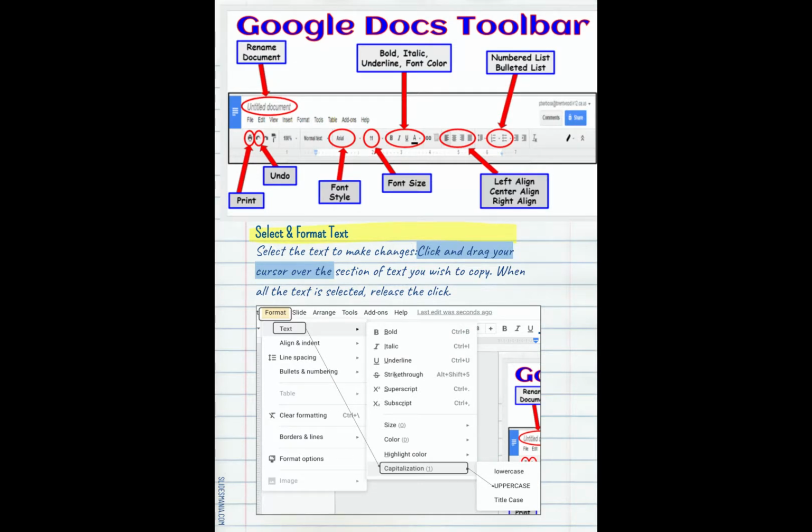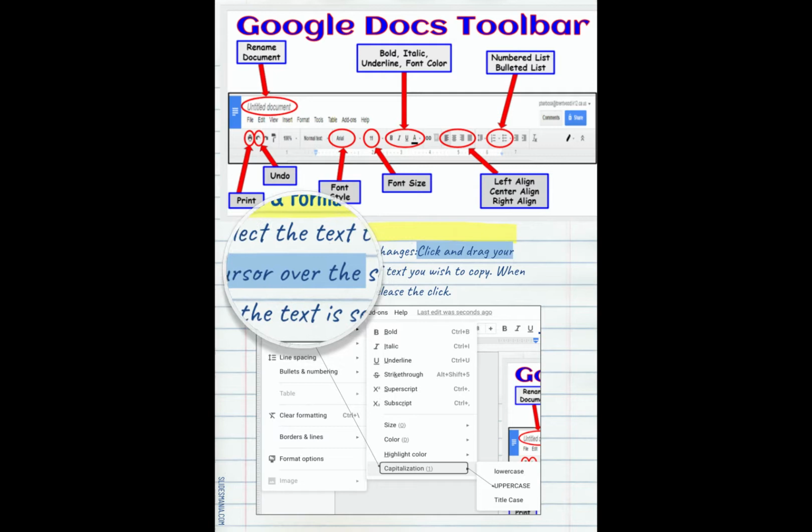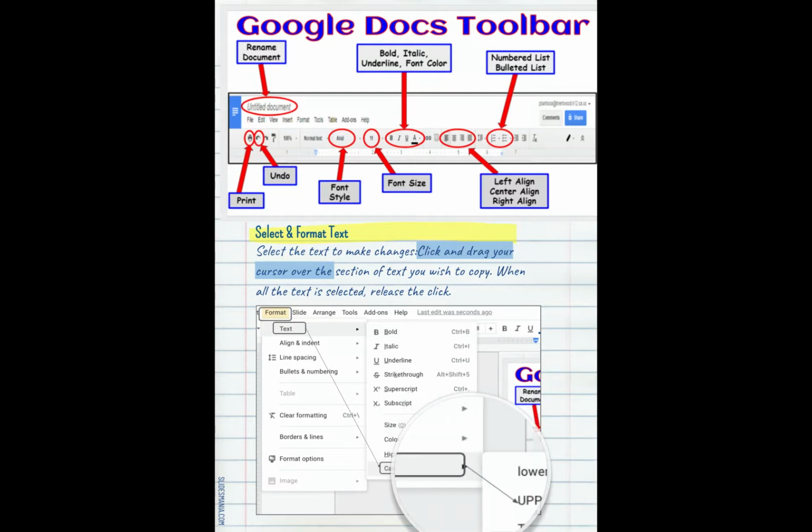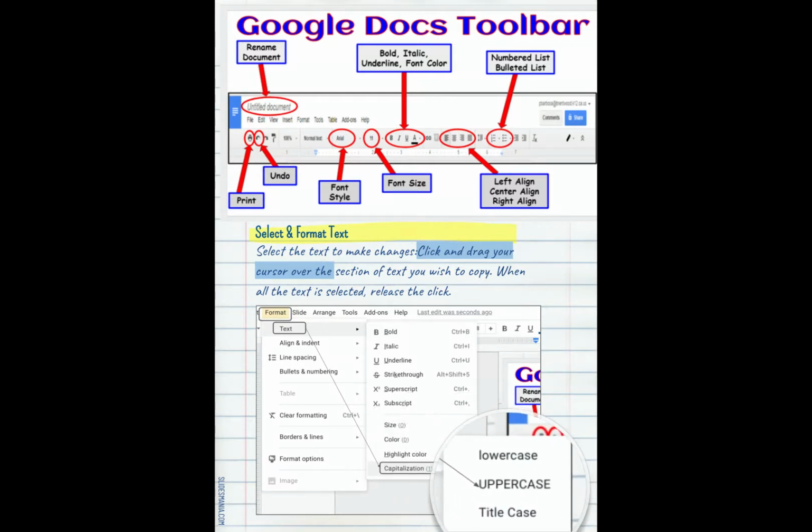To begin, we're going to look at selecting and formatting text. So you would always select your text by clicking and dragging your cursor over the section you wish to copy. You will see it become like a blue highlight, just like so. When all the text is selected and you release the click, you can select any of these options, in addition to choosing capitalization. Do you want all your letters to be uppercase, all of them lowercase, or title case, where every new word is capitalized?